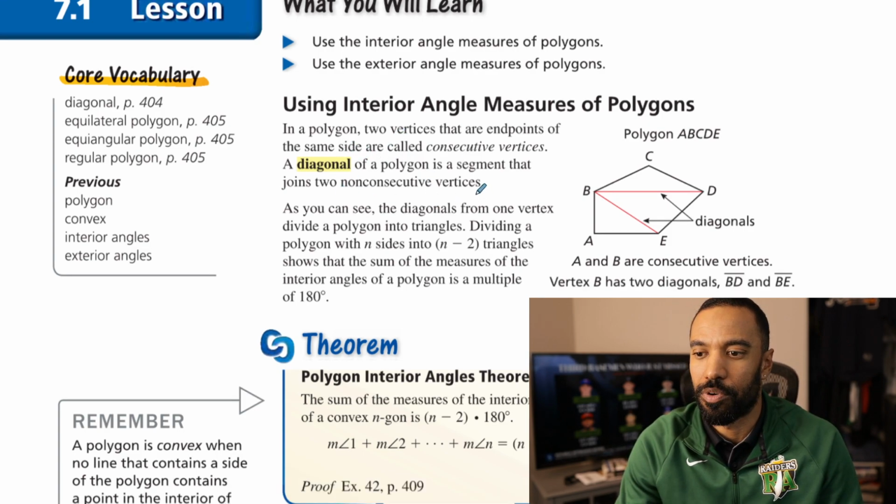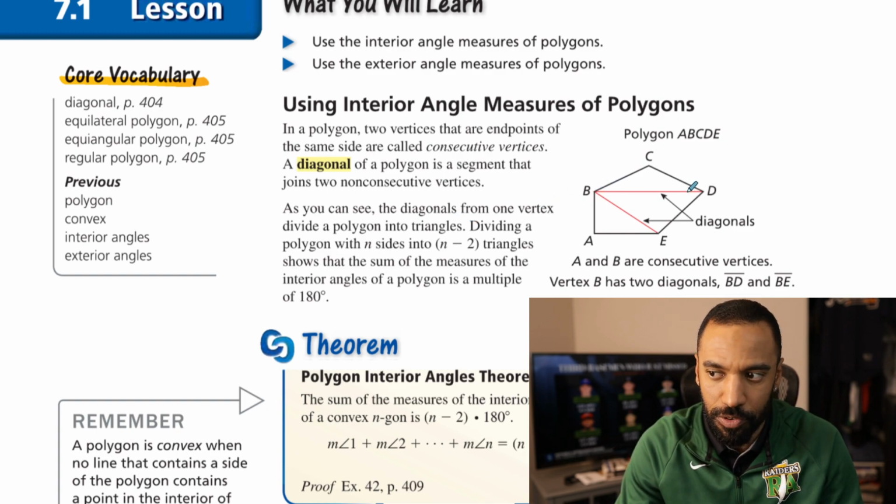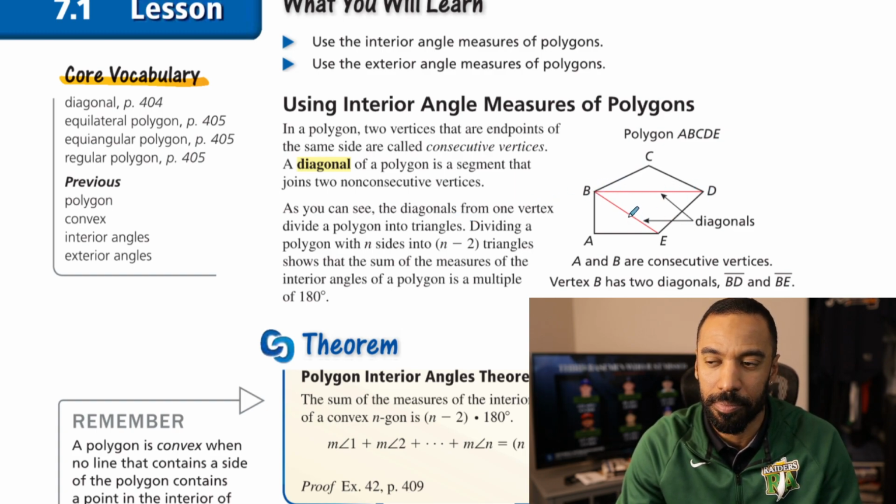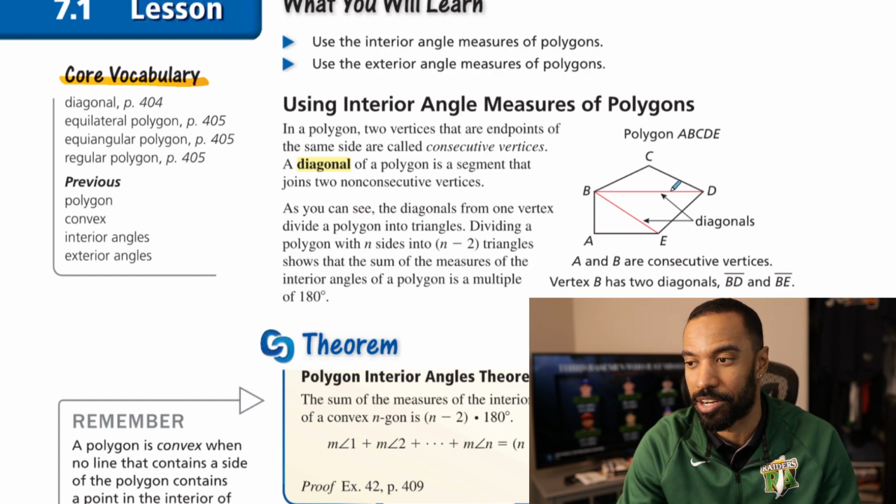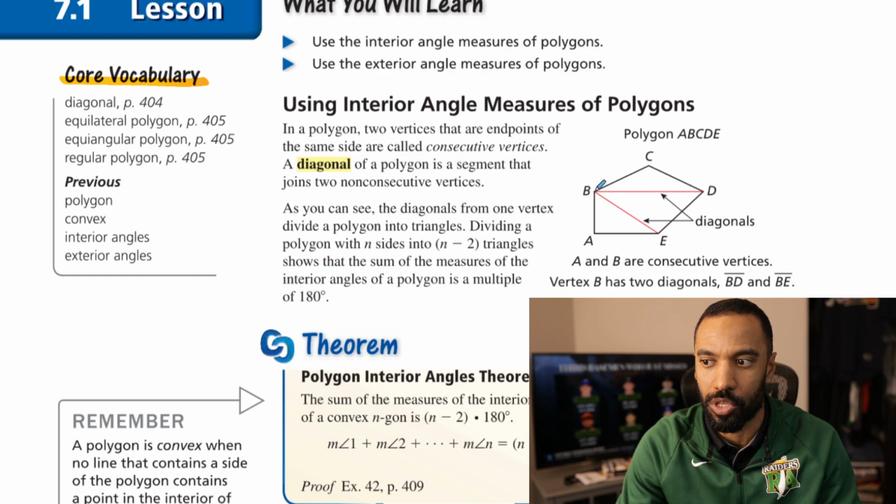As you can see, the diagonals from one vertex divide a polygon into triangles. So like I said, if you draw it just from B, all the diagonals, all two of them in this pentagon, this is a five-sided shape, by the way, you make triangles out of it, and unique triangles in the way that the triangles are made from the vertices of the polygon itself.